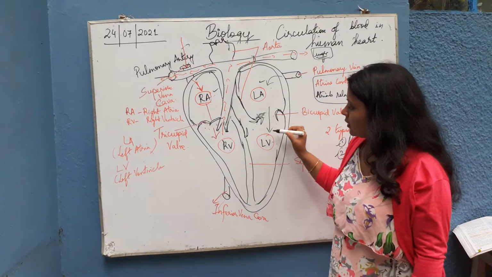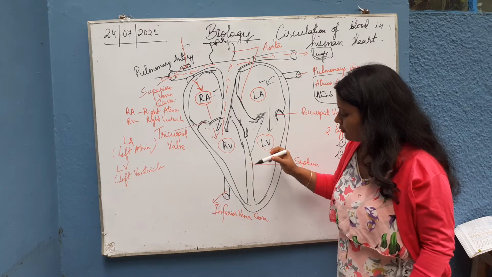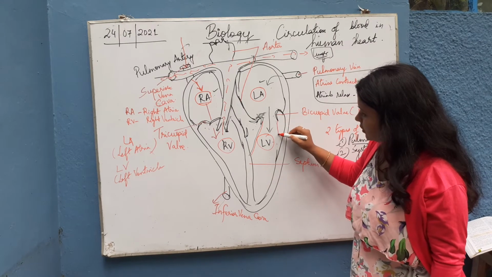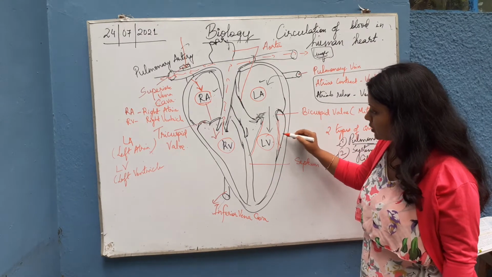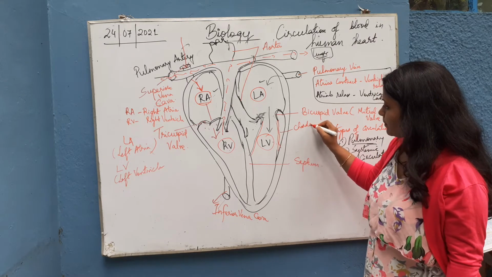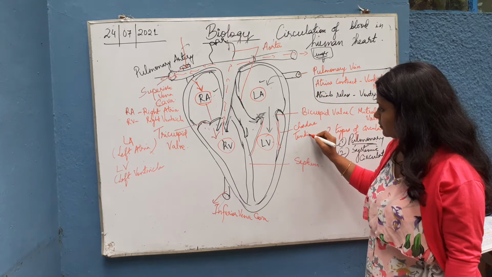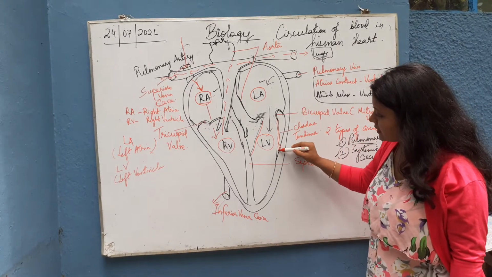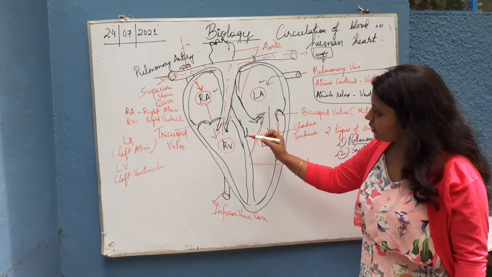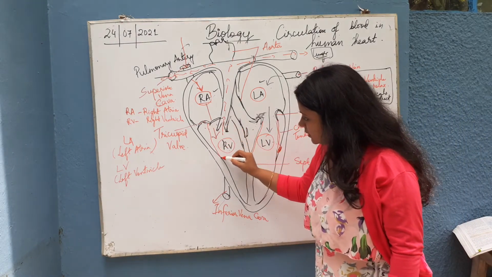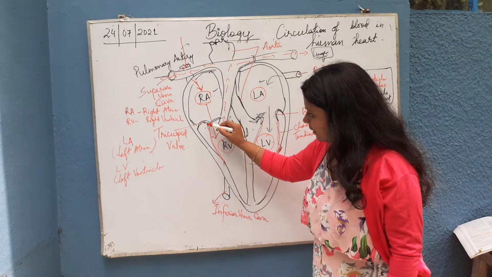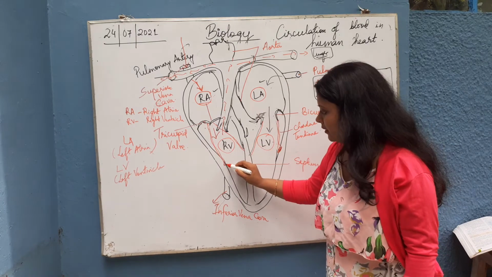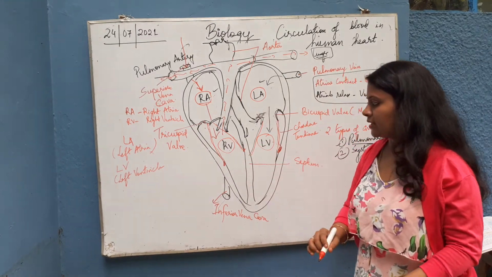And these valves are connected with what we call chordae tendineae. This is like the cords of a parachute. This is chordae tendineae. Chordae tendineae connects the valve with the papillary muscles which are found in the ventricles, okay. Here also there is chordae tendineae. These two valves, the tricuspid and bicuspid valve, are connected with the papillary muscles of the ventricles.